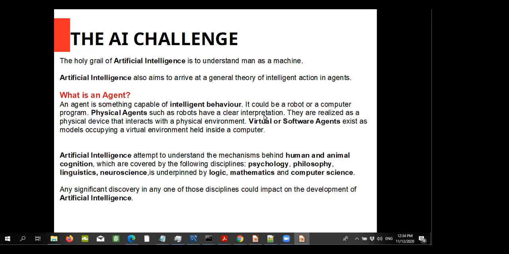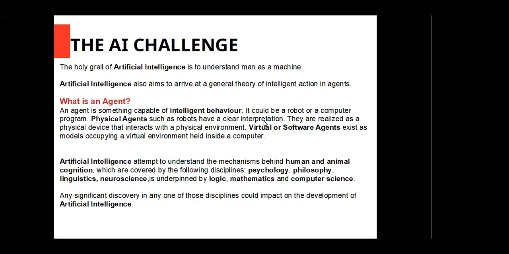So AI is a general theory for intelligent actions by agents. AI attempts to understand mechanisms behind human and animal cognition, which are covered by the following disciplines: psychology, philosophy, linguistics, and neuroscience. So everything we want to know about AI is about these four subjects. It's key that we understand this. So the logic, the mathematics, the statistics, the vectors, name it, is all about interpreting psychology, philosophy, linguistics, neuroscience. That's the foundation of AI. If you don't know these things, then you don't know AI.